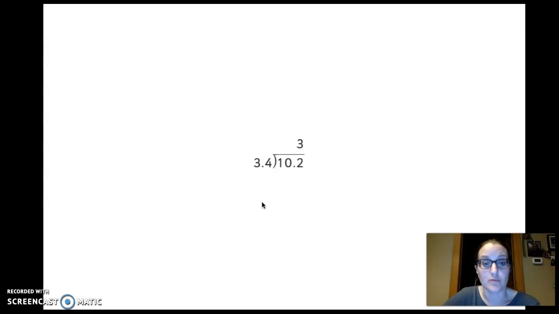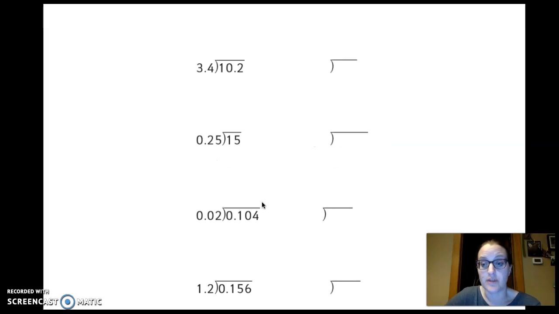Okay, so we know that 3.4 divided by 10.2 is 3. 10.2 is our dividend, 3.4 is our divisor, and 3 is the quotient. Okay, and we know that they did that by moving the decimal over one spot to make it a whole number, and then what you do to this one, you must do to the other one, okay?